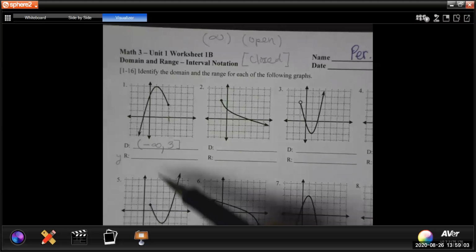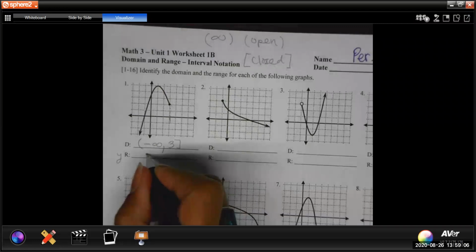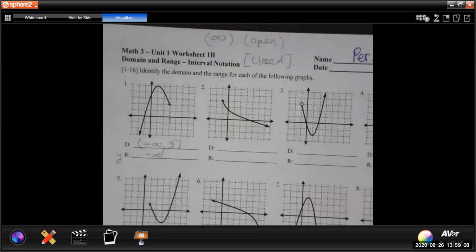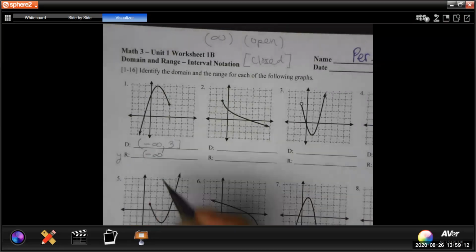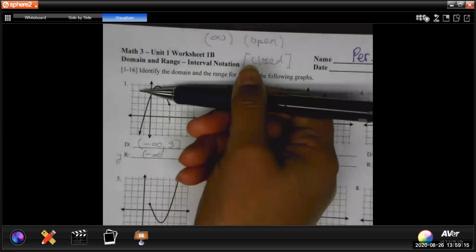Landon, does the graph go down forever? Down forever. Thank you. So I'm going to put negative infinity. And what do I put? Parentheses or brackets? Parentheses. And then does it go up forever or does it have an end point? It has an endpoint.